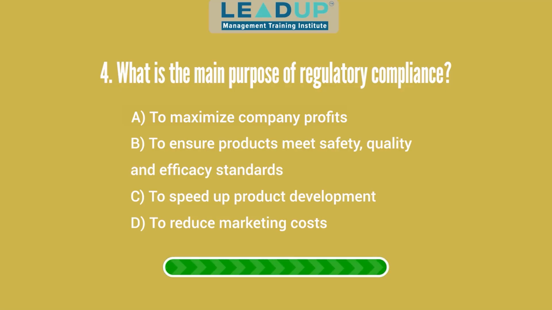Question 4. What is the main purpose of regulatory compliance? A. To maximize company profits. B. To ensure products meet safety, quality, and efficacy standards. C. To speed up product development. And D. To reduce marketing costs. The answer is to ensure products meet safety, quality, and efficacy standards.